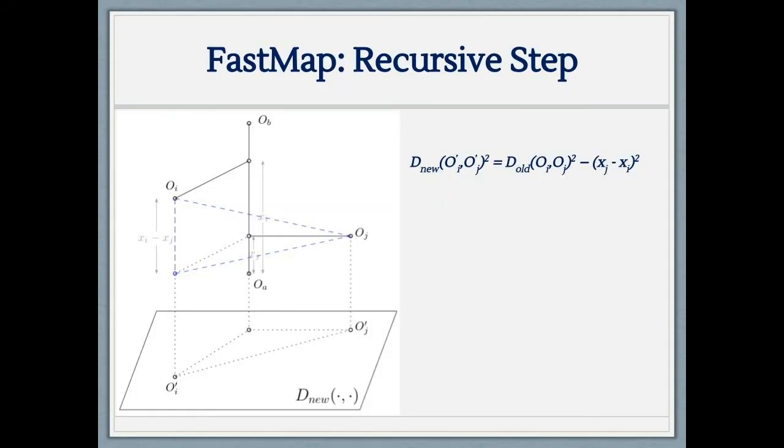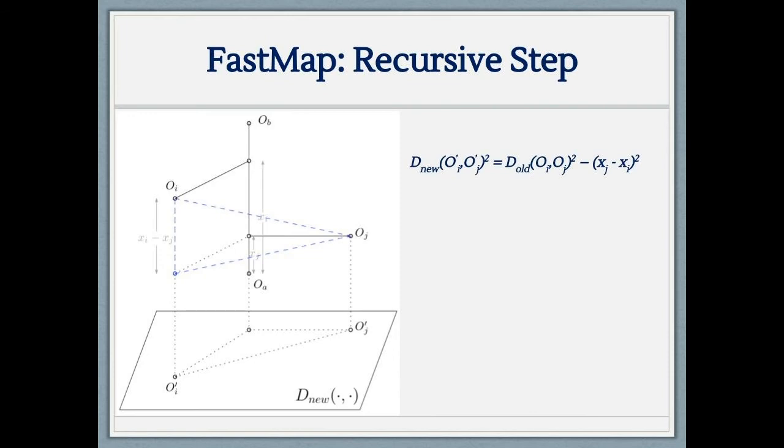To understand the recursive step, let's take two points i and j that are not the pivot points. Part of the distance between them is captured in the first dimension, which uses the pivot nodes a and b. The remainder is projected onto the hyperplane perpendicular to the first dimension, and this residual distance is computed by the formula shown. Note that the distance between a and b is fully accounted for in the first dimension, and a and b project to the same point in the hyperplane, which is what we want.